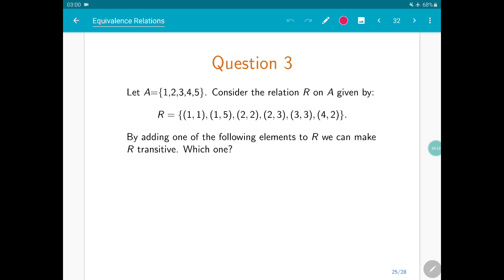So consider the set A = {1, 2, 3, 4, 5}, and consider this relation R on A, which is given by (1,1), (1,5), (2,2), (2,3), (3,3), (4,2). Now, this is not a transitive relation, but I'm telling you that by adding only one of the following elements, you can make it transitive. So the question is, which one? (5,1), (3,3), (4,3), or (3,2).